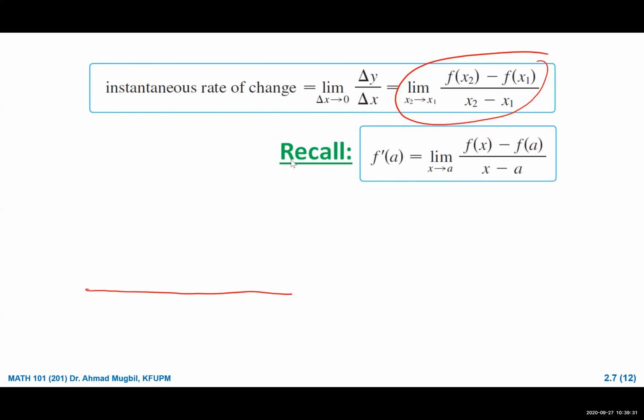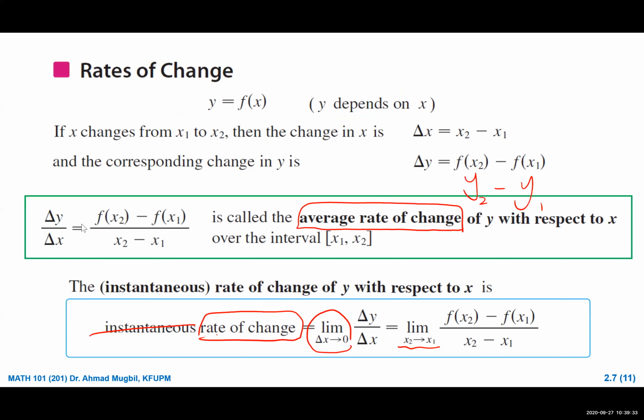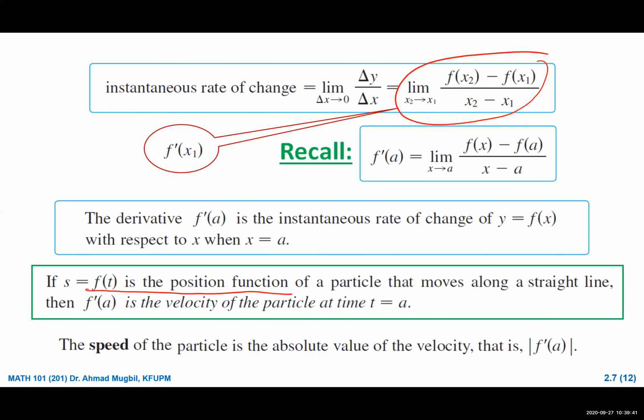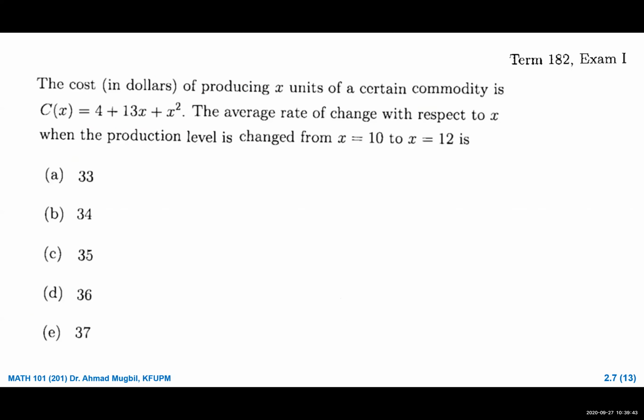If you remember, it is about the rate of change. This is the rate of change, the average rate of change, and this is the rate of change. It is the limit. It is all about what we did before. I think it is not about the velocity.